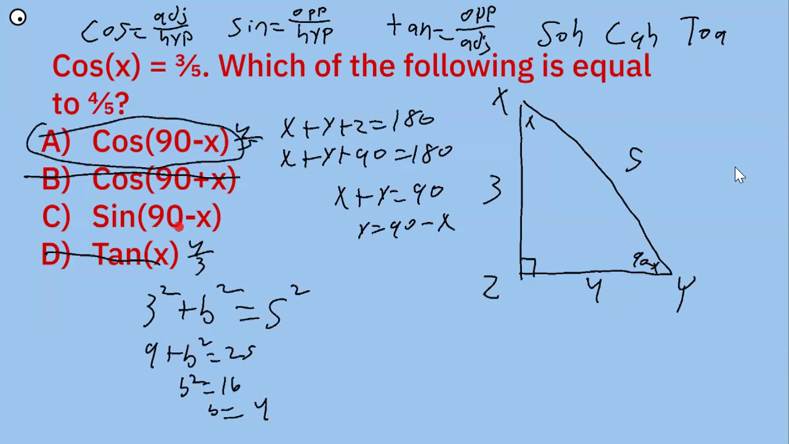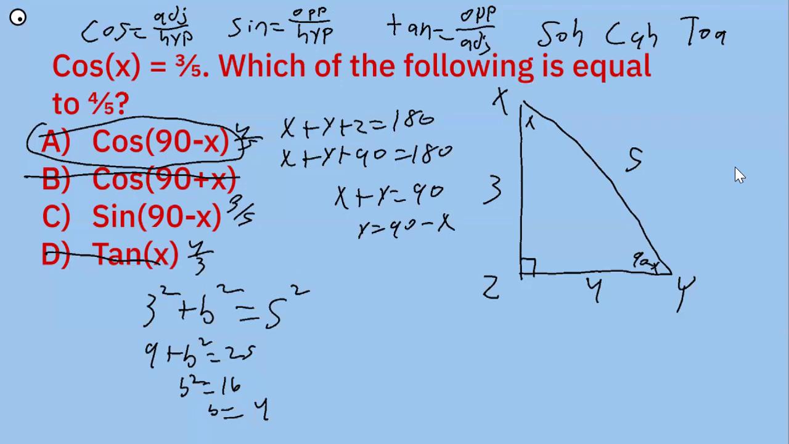Now, sine 90 minus x, just for good work. That would be opposite over hypotenuse, which is 3/5. And that makes sense. The sine of the other angle is equal to the cosine of the first angle. They have that relationship going.